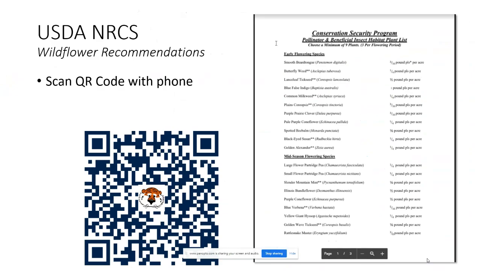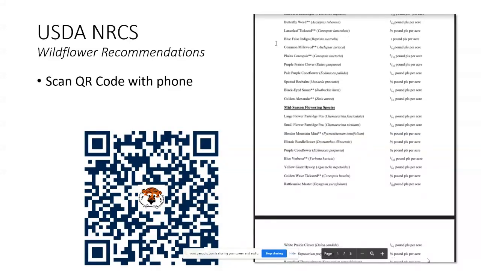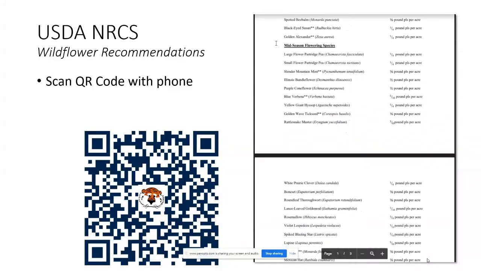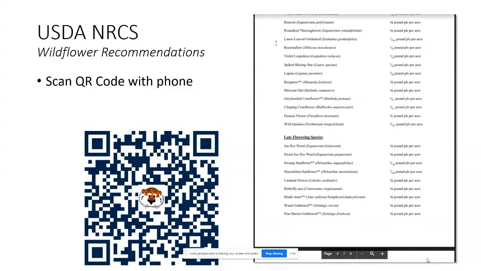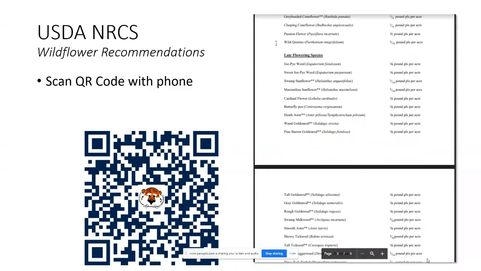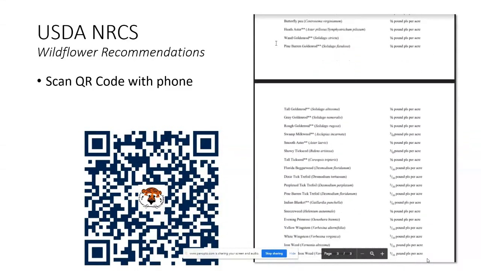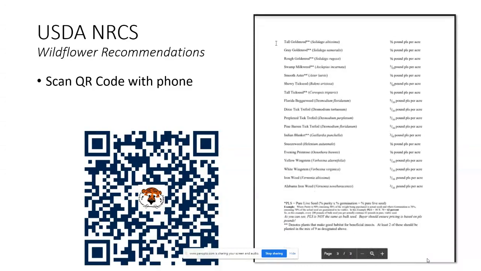So it's definitely overwhelming in terms of looking at wildflower lists and picking out species. So the USDA NRCS actually has a great list of wildflowers that they recommend. And you can right now take out your phones and take out your camera and scan this QR code. And basically, what that's going to do is it's going to pull up this PDF document with all the wildflower species that the USDA currently recommends to be planted.